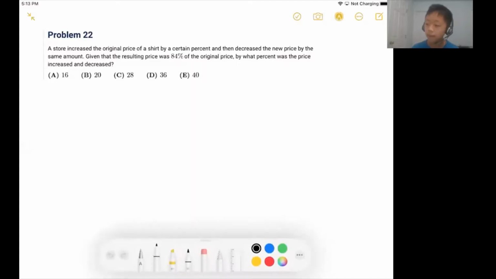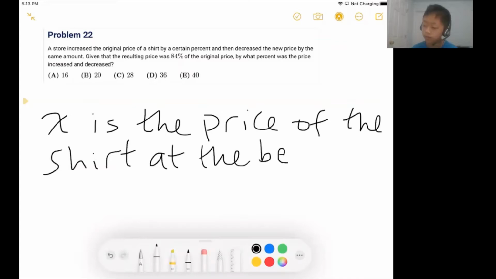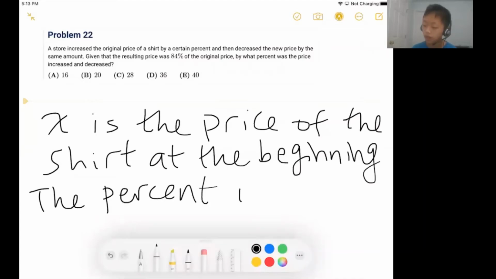So the idea is, let X be the price of the shirt originally, at the beginning. Let's say the percent is P. So the shirt is increased by percentage P and then decreased by percentage P. Essentially we want to find the value of P, because the question asks by what percent the price was increased and decreased.